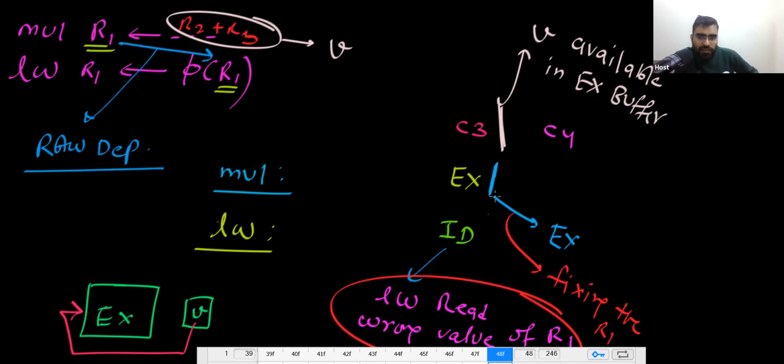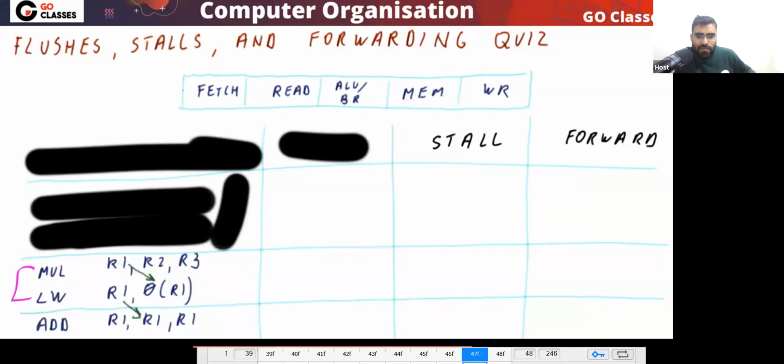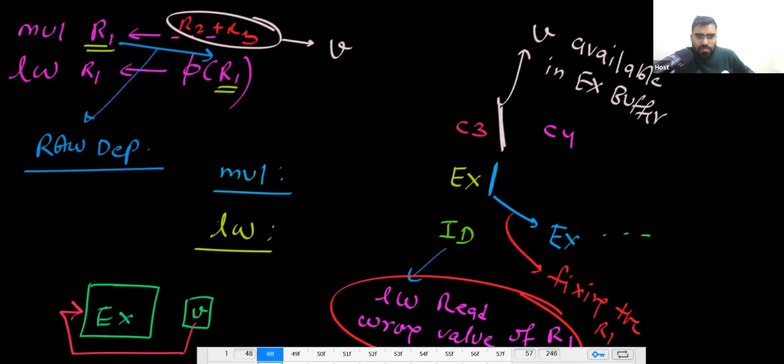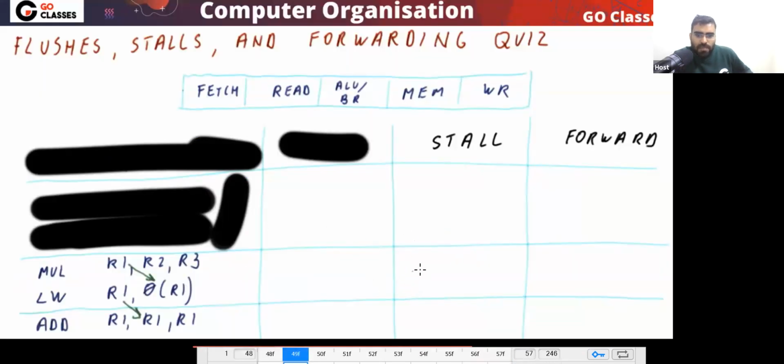Because you know that the value is available here, is this time travel? No, I am not time traveling because the value is available here. I am forwarding it directly to the execution stage of LW. So this is the data path. You can notice, stall is not needed, right? Do you agree there is no stall? So for this question, the answer is that no stall is needed. Forwarding is enough.